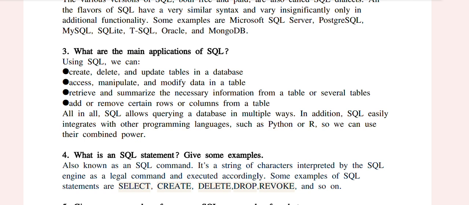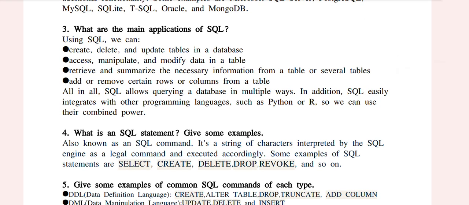Next question, what are the main applications of SQL? Main applications means what is the utilization of SQL. SQL is mostly used for creating, deleting, updating tables in a database, accessing, manipulating, and modifying data in a table, retrieving and summarizing necessary information from one or several tables, and adding or removing certain rows or columns from the tables. All in all, SQL allows querying the database in multiple ways. SQL also easily integrates with other programming languages such as Python, so we can use their combined power.